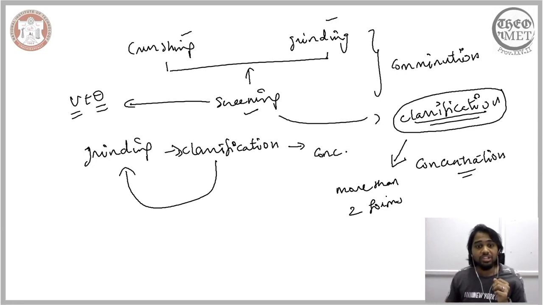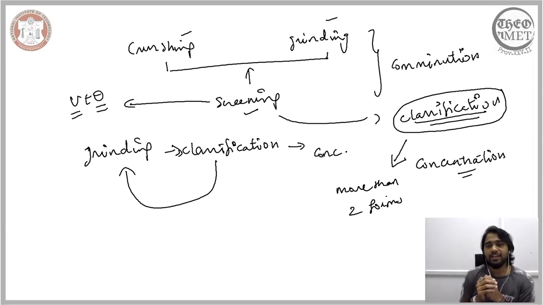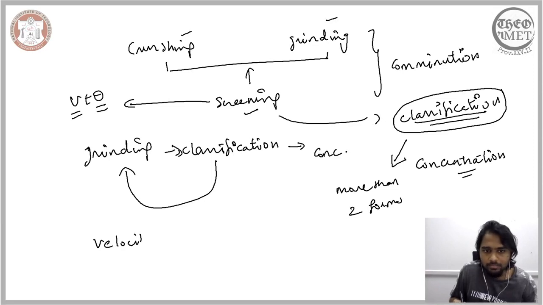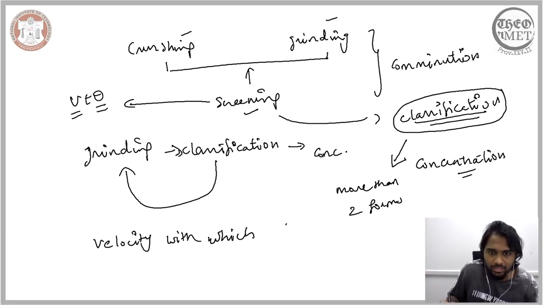Now, when you consider the operation, we have extensively seen the operation of the screening process, how the screening process works, how it is achieved on the industrial scale. In case of classification, this process is quite different. The way the particles are classified during classification depends on the velocity with which the particles travel.